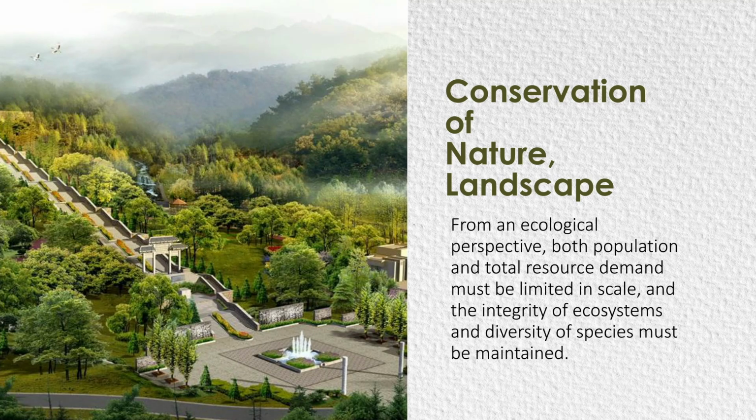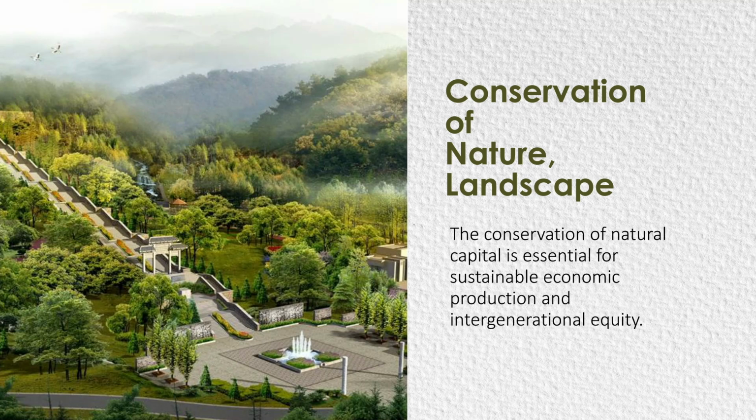So from the ecological perspective, as we know, both population and total resource demand must be limited in scale, and the integrity of the ecosystem and diversity of the species have to be maintained. The conservation of natural capital is essential. The reason is that we, the human or social system, entirely depend on natural capital for our sustainable economic production, and on one side that has to be maintained, because we need to give intergenerational equity, meaning for the future generation also.